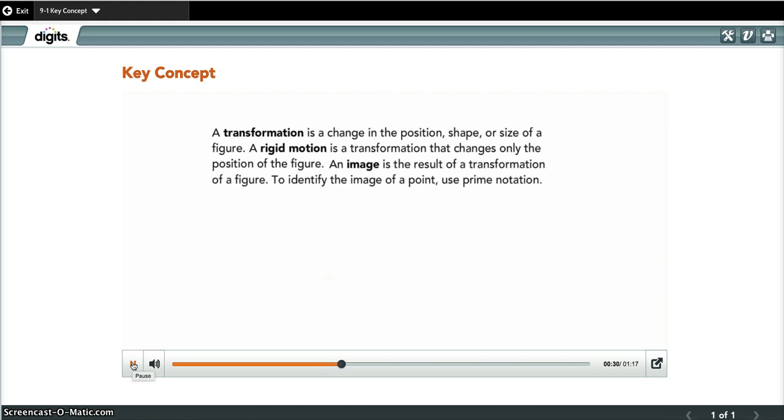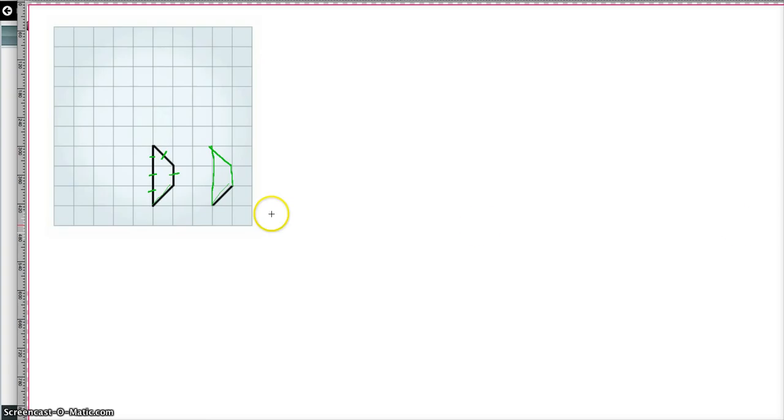All right, here's your next vocabulary term. It is an image. So this is kind of where we get into some funny terminology. You do need to know an image, and an image is the result of a transformation. If you have a graph, we can use our one from our launch today. The image is the result of the movement.